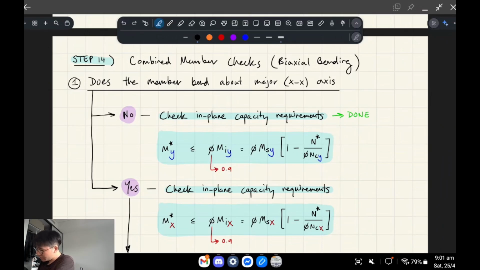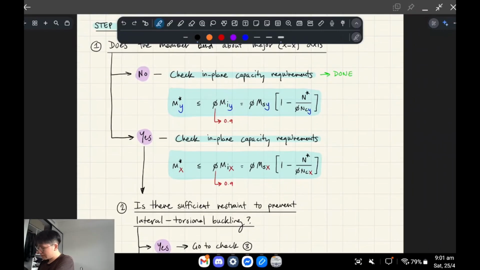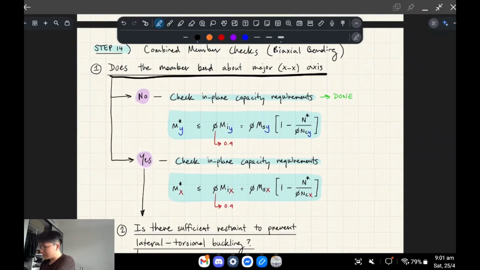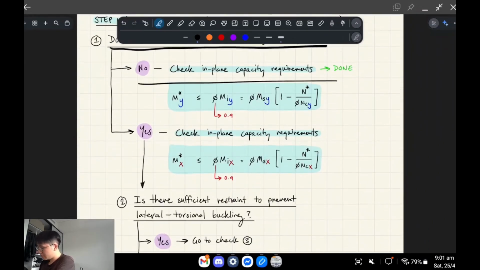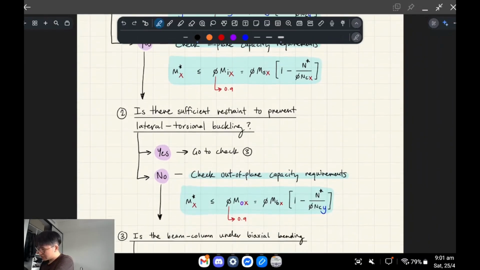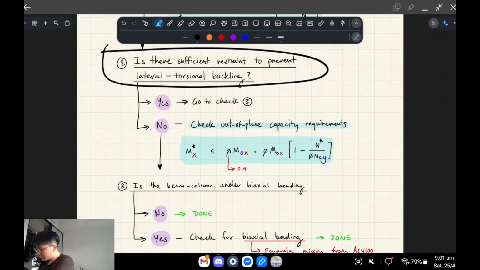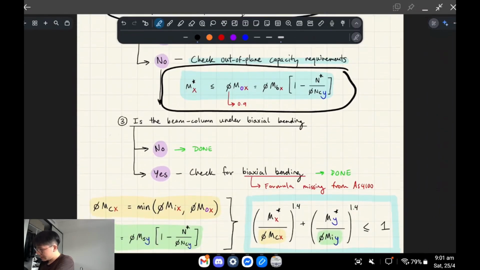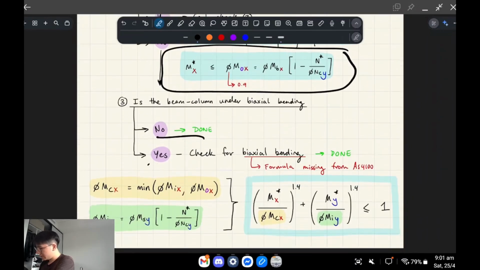So you follow this flow chart. You check if you've got in plane. You check, does the member bend about the x-axis or not? If no, you do this formula. If yes, you do this formula. Then you check, is there sufficient restraint to prevent lateral torsional buckling? If yes, you can skip this step. If not, you have to check the out of plane requirements too. And then, is the column under biaxial bending? If not, then you're done. If yes, you have to check for biaxial bending.